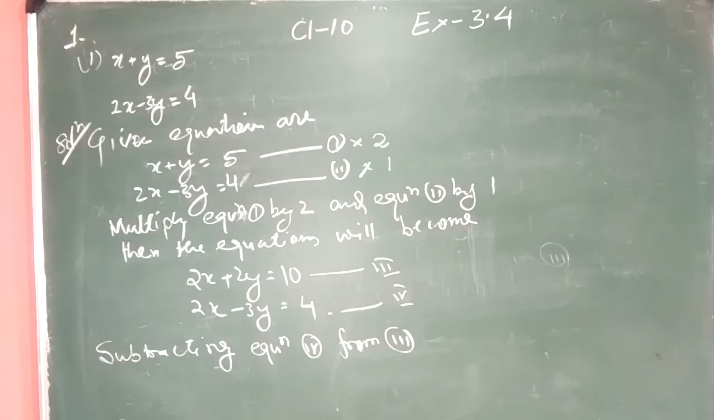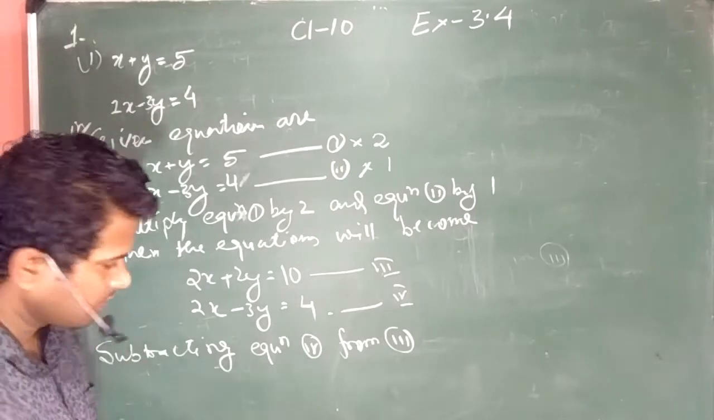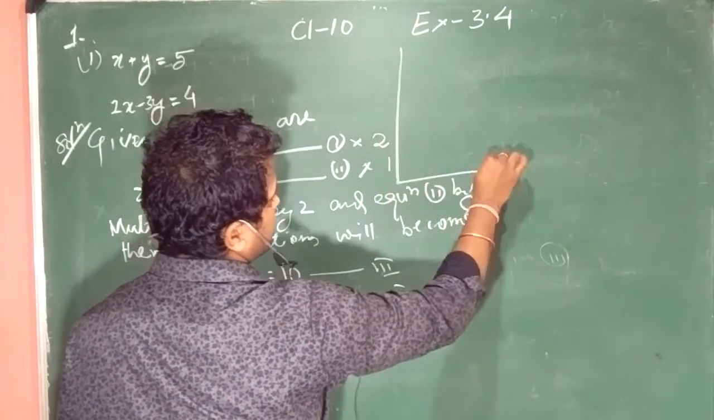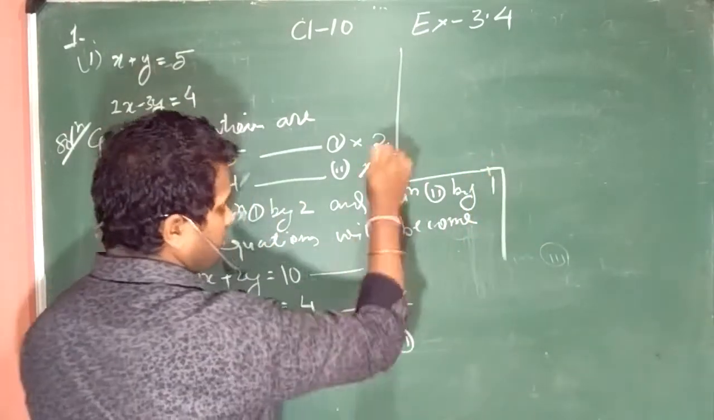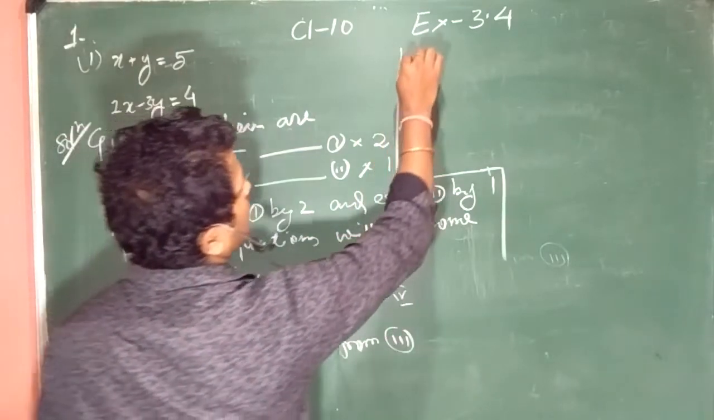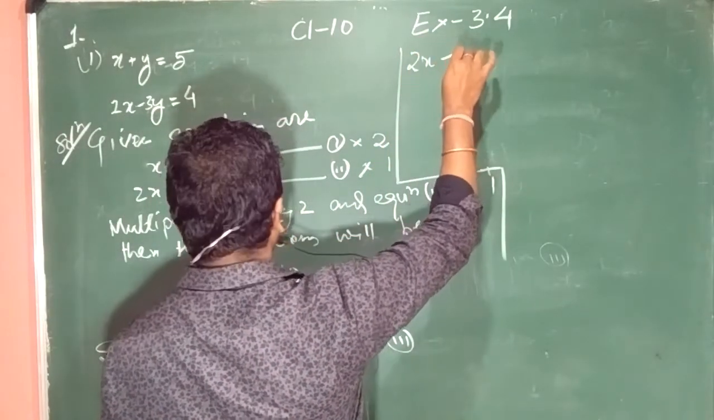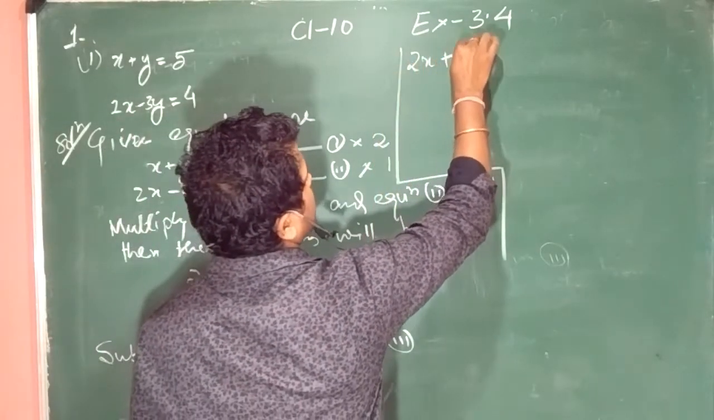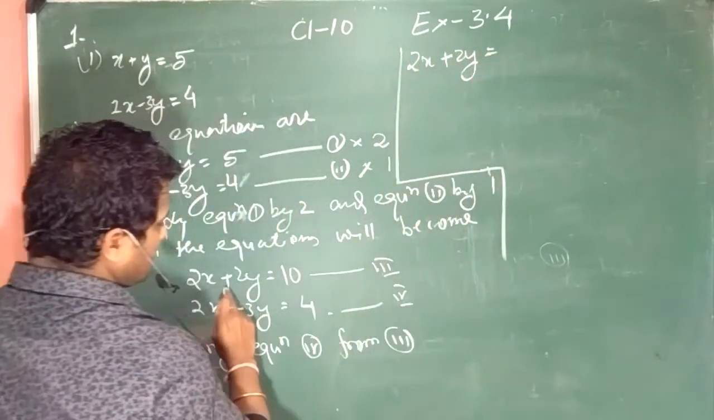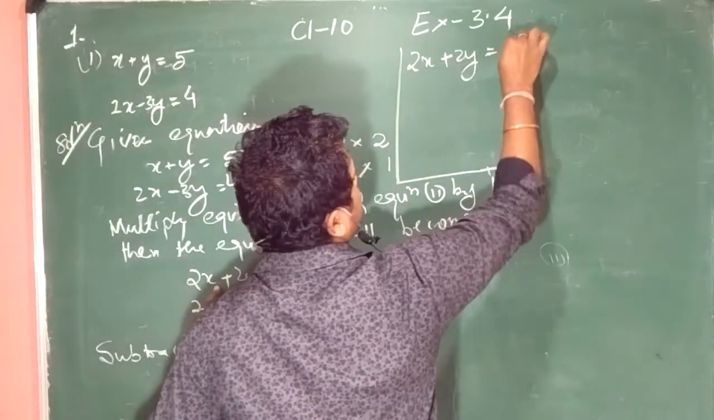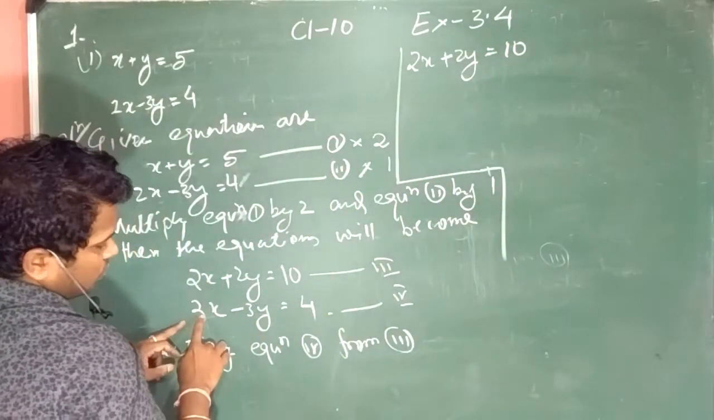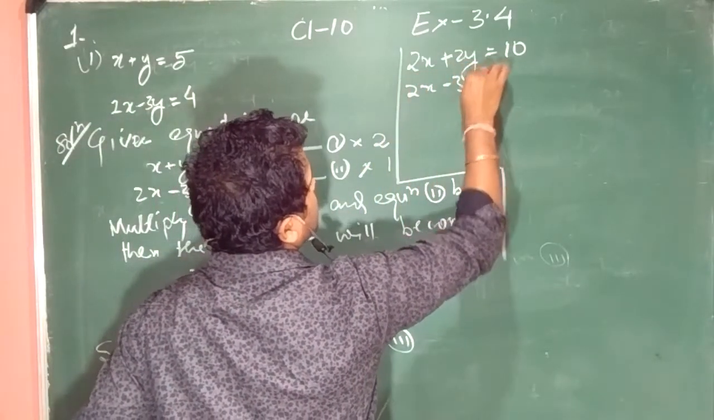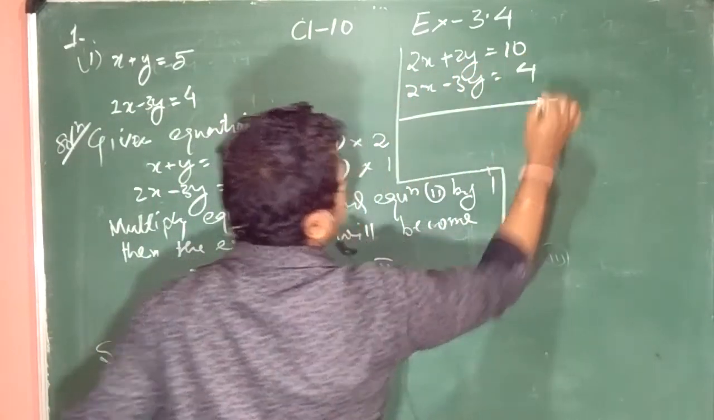Yes. So let me do it here. When we do it here, we copy the same here. So 2x plus 2y is equal to 10, and 2x minus 3y is equal to 4.